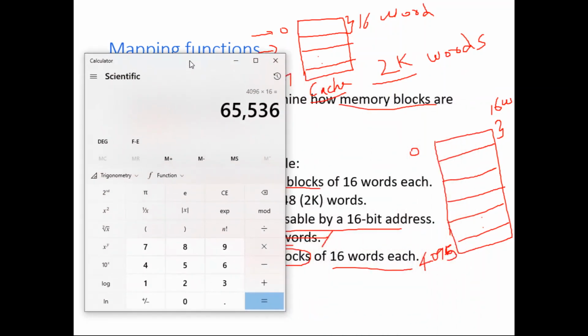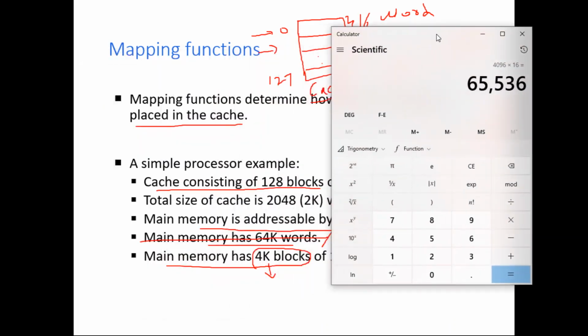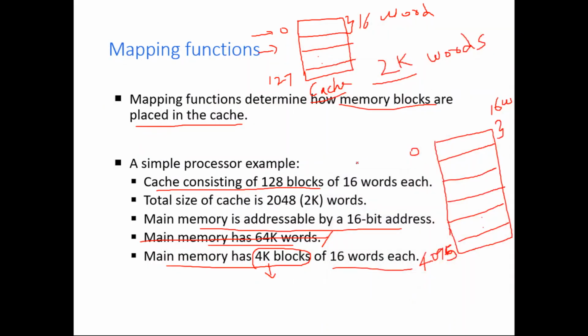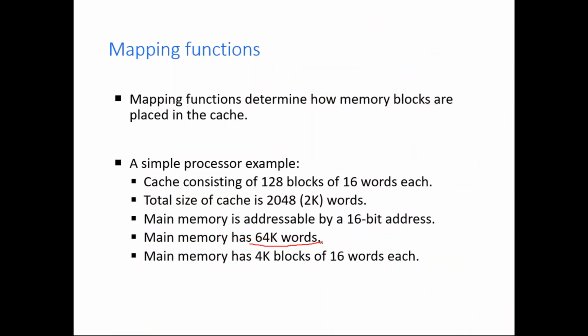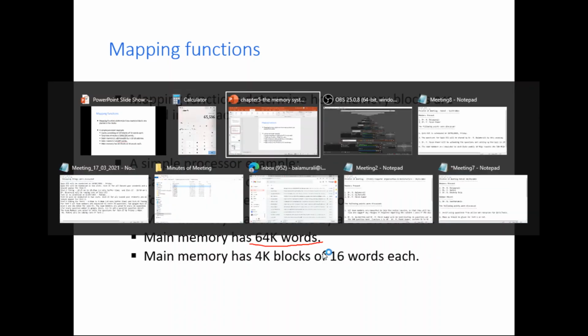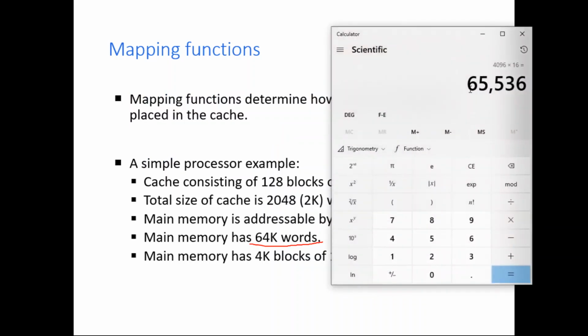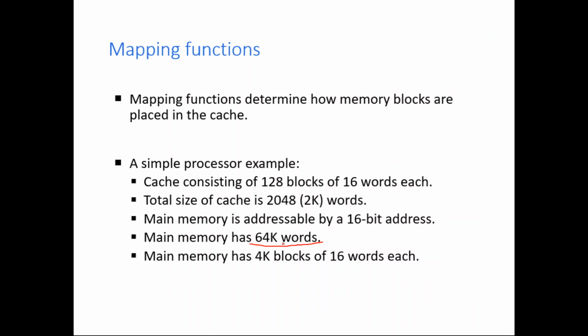Now you see this, 65,536 is nothing but 64k words. Let us check. Remember this 65,536. Now let me multiply 64k into 1024. What do you get? 65,536. That is how we got this 64k.